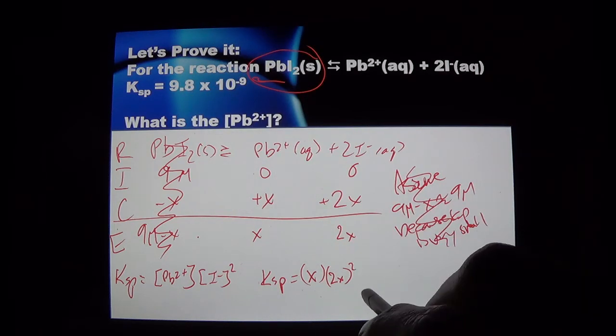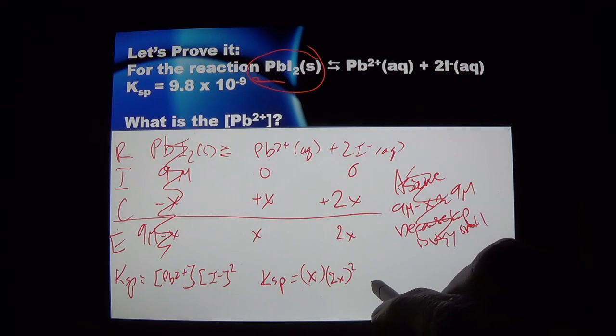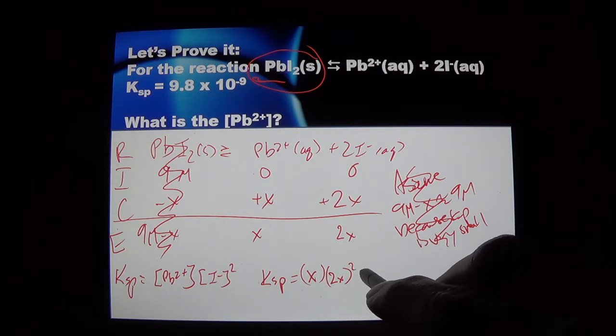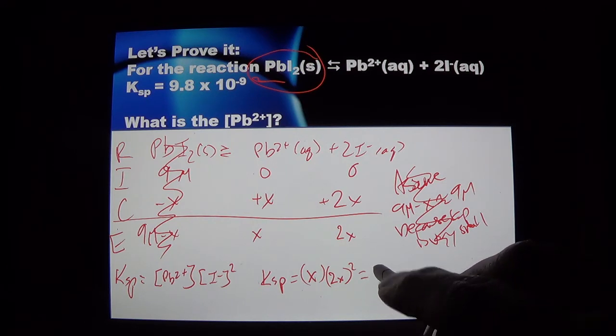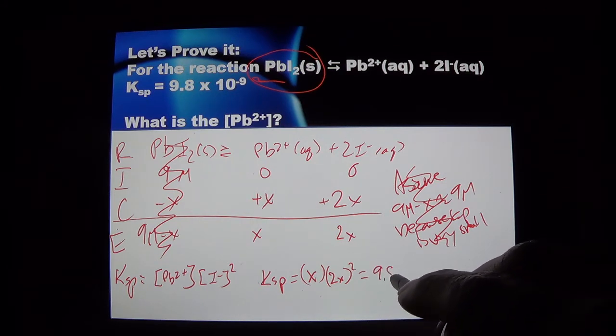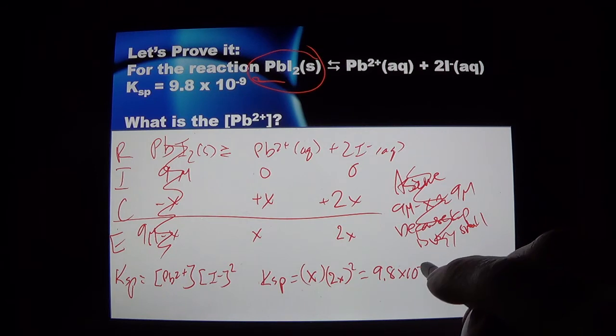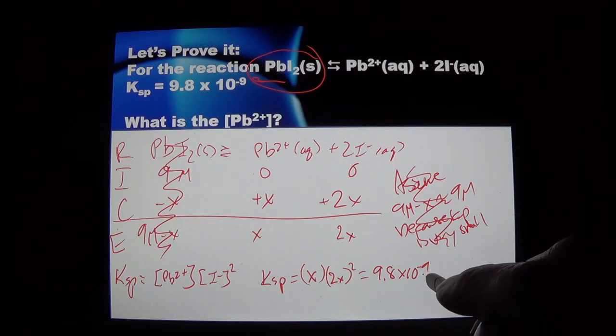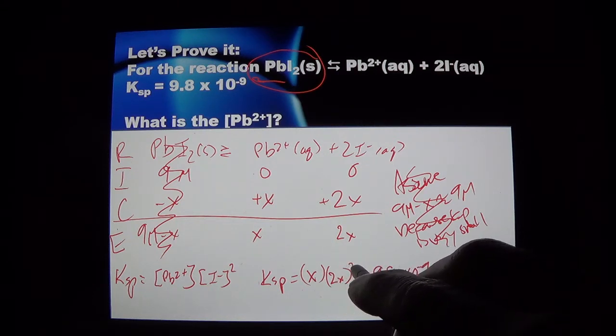So these are actually going to work a little faster than your regular K equilibrium constant expressions because there's no denominator. Now we are told this is equal to 9.8 times 10 to the minus 9. Okay, now I need to have fun and solve for x. Do it one step at a time. I'm warning you, one step at a time.